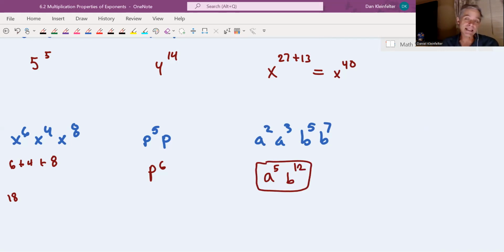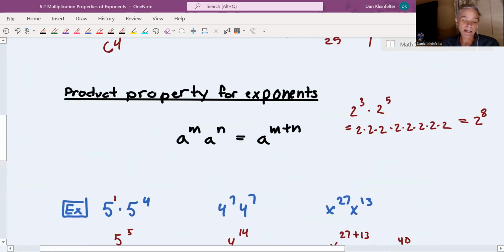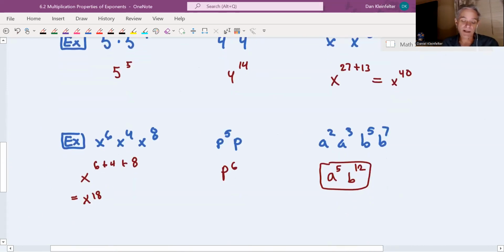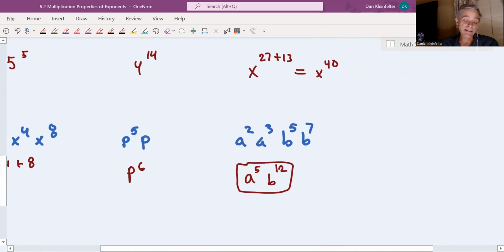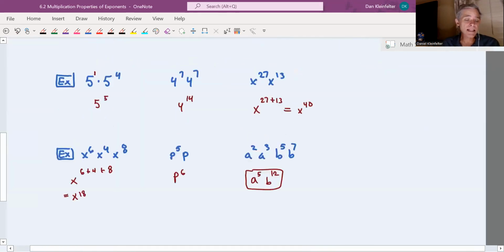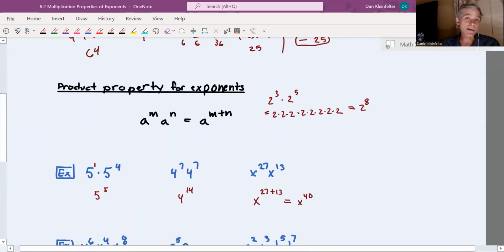I can't combine it and say it's ab to the 17th or anything like that, because the rule that we're following, the base is the same. It's just a on both of those, okay? So here there are 2 different bases, a and b, so I can't just add exponents in that case. Okay, so that has been our first real property of exponents, the product property for exponents.